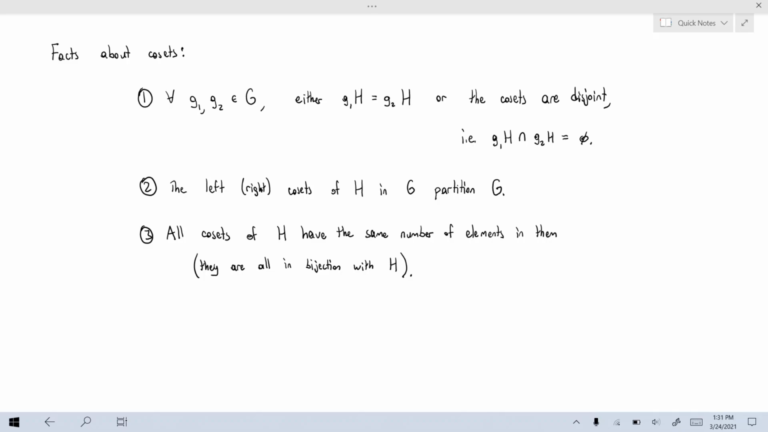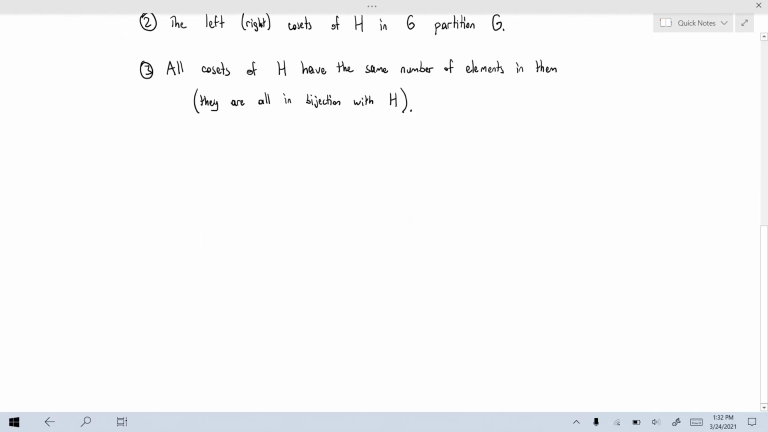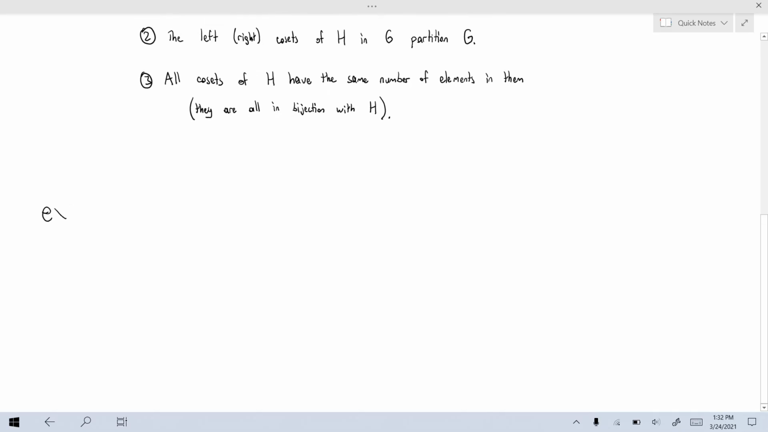What I'm going to do for the rest of the video is just some examples of computing cosets of subgroups in various groups. For the first example, let's consider our group G to be the group of integers. The operation is going to be addition. And for our subgroup H, let's take the subgroup consisting of all of the integer multiples of 5.